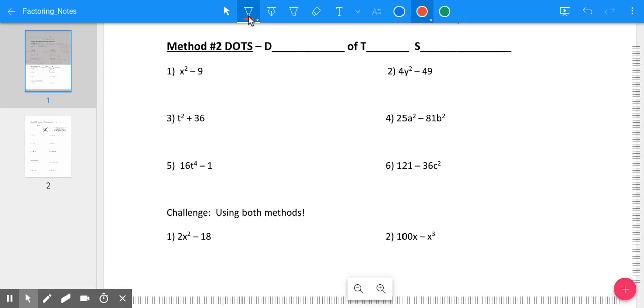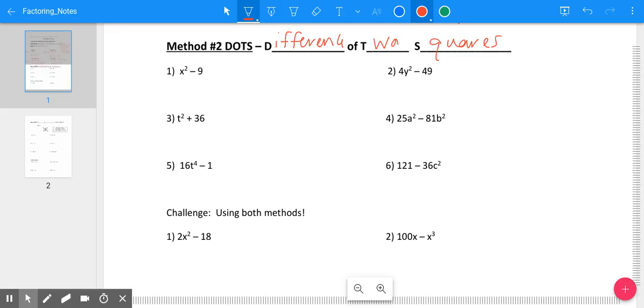Our second factoring method is one that we call DOTS, and DOTS is another acronym. In this case, DOTS stands for difference of two squares. And that's pretty important, that we make sure for each of these problems that we're going to use this method that we check that heading.